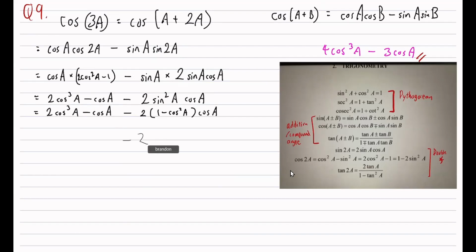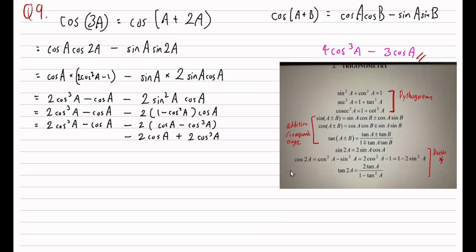Then after that, you just multiply out the bracket. So you're left with 2 cos cube A minus cosine A. Minus 2 times 1 is minus 2. Minus 2 times negative is positive 2 times cosine square A. Sorry, I forgot to multiply by the cosine A, so that's wrong. Let me try again. I'll multiply the cosine A in first. So cosine A minus cosine cube A. Then after that, I multiply a negative 2 in, so negative 2 cos A, positive 2 cos cube A. Is that okay so far?